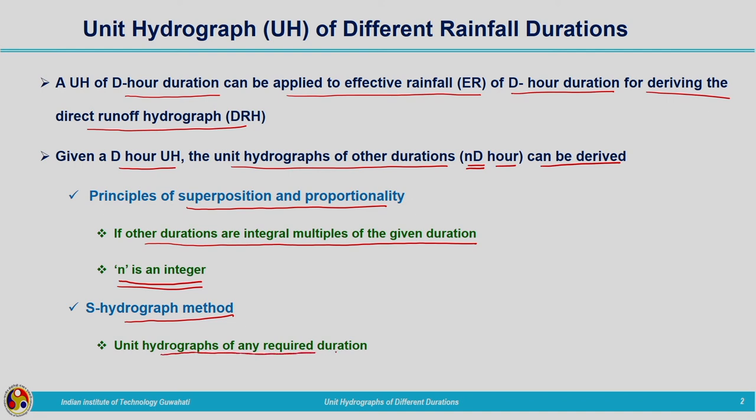Unit hydrographs of any required duration can be derived using S-hydrograph technique. n can be an integer or a fraction. That is, a 2-hour unit hydrograph is there with us. We need to derive 3 hours. So, n is 1.5 times the known duration. In such cases, we can make use of S-hydrograph technique. So, two techniques we can make use of for deriving the unit hydrographs of different durations. In the first case, that is by means of principle of proportionality and superposition, n should be an integer. But if we are making use of S-hydrograph technique, n can be an integer or fraction.